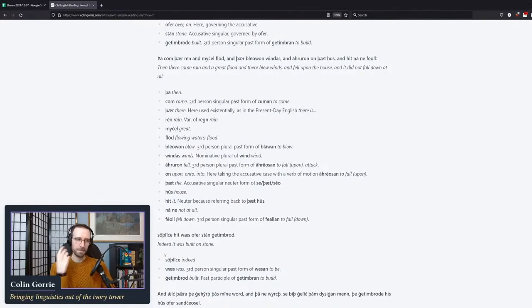Indeed, hit was over stan getimbrod. So we've seen all of this before. It was built on stone. Again, getimbrod from getimbran, although this is the past participle form, whereas before we had getimbrode, the past tense form.